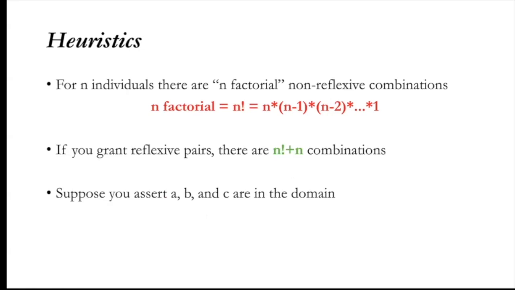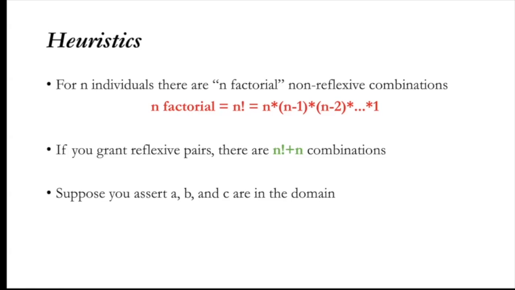Here's a heuristic. For n individuals, there are n factorial non-reflexive combinations. And if you grant reflexive pairs, there are n factorial plus n combinations. This is just like straight combinatorial counting. I'll give you an example. By n factorial, I just mean n with an exclamation point, and that is equivalent to taking n, multiplying it times n minus 1 times n minus 2 and so on, all the way down to 1. That's it.